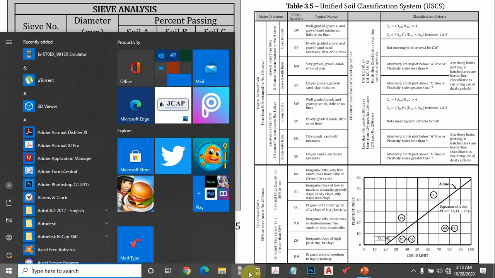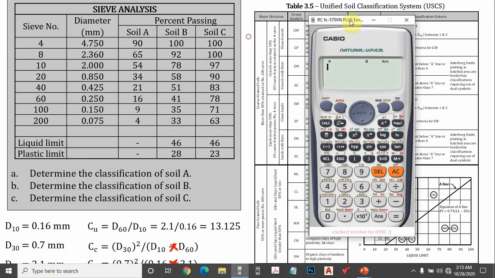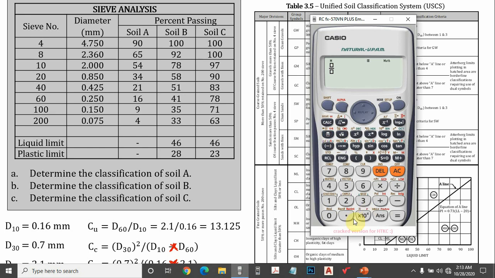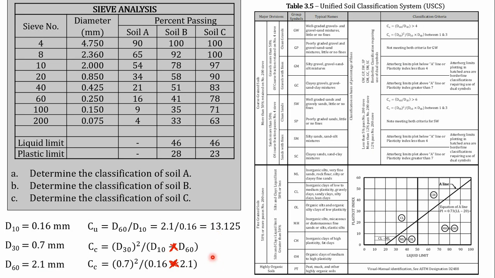I-check ko muna, class. So this is 0.7 squared and then 0.16 times 2.1. And this is equivalent to 1.458. So 1.458, class. So okay lang yung answer natin, class. Nag-error lang tayo sa symbol niya. So meron na tayong CC at CU, class.